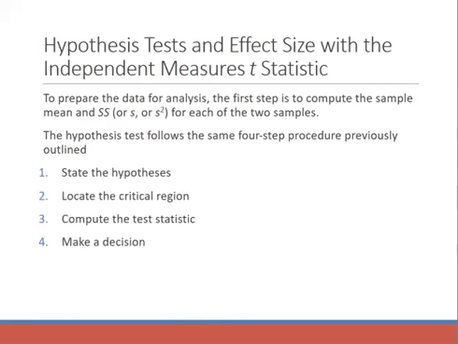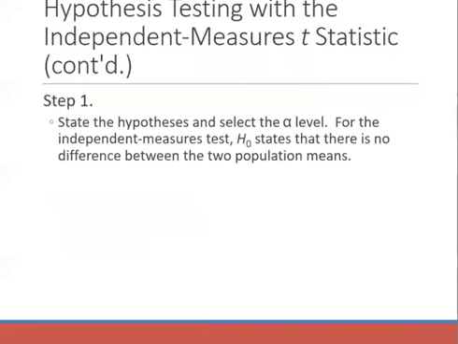So the hypothesis test follows the same 4-step procedure that we've been looking at in chapters 8 and 9. So we're going to need to get sample means and sum of squares, or standard deviations or variance for each of our two samples, but generally, we're going to start by stating the hypothesis. We're going to locate our critical region. We're going to compute the test statistic, and we're going to make a decision. So just like with the other t-tests, I will give you the alpha level. You set the alpha level predetermined, most likely 0.05.